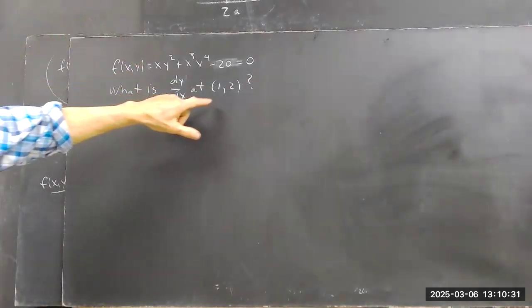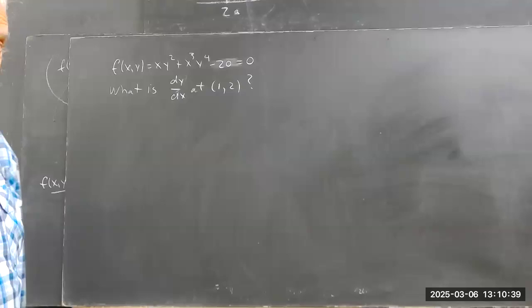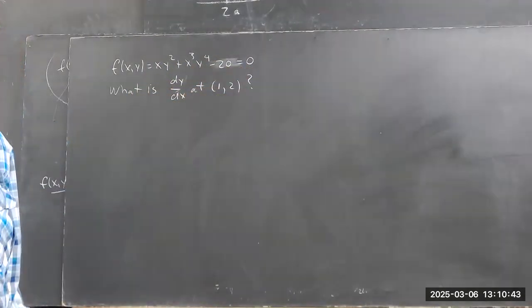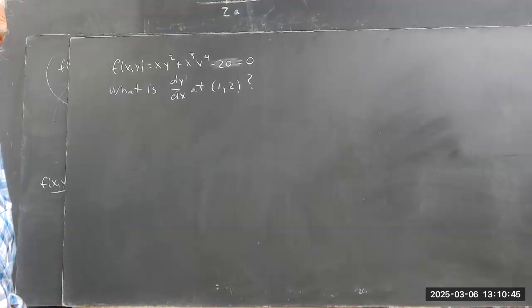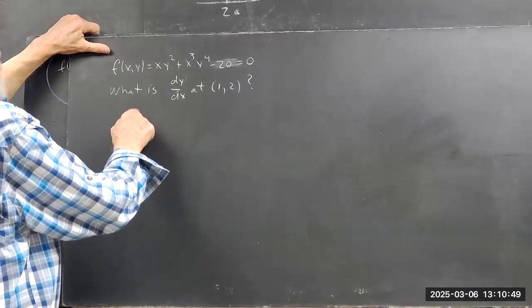What is dy/dx at the point (1, 2)? If I did my arithmetic correctly, yeah, I'm pretty sure I did. Then (1, 2) is a point on this curve. Okay.